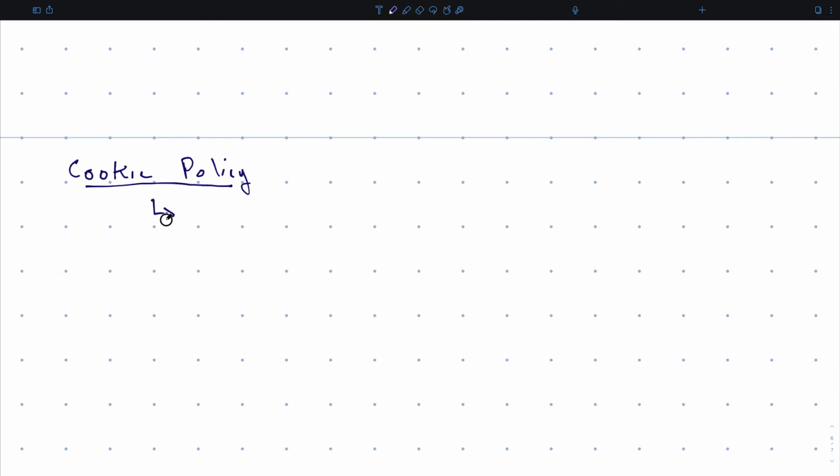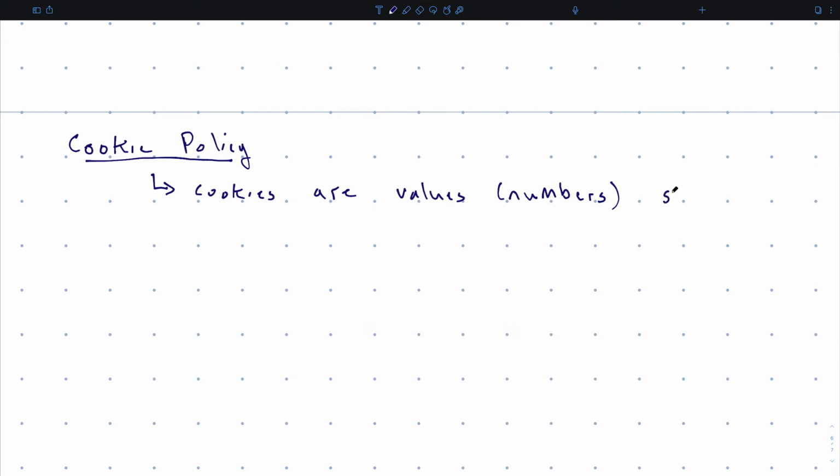Okay, so what are cookies and where are they? So cookies, they're data or values, or let's just call them numbers. And they're stapled to an origin and a label. So, sounds weird. When we get into the details, I'll show some examples, and it'll become clearer.